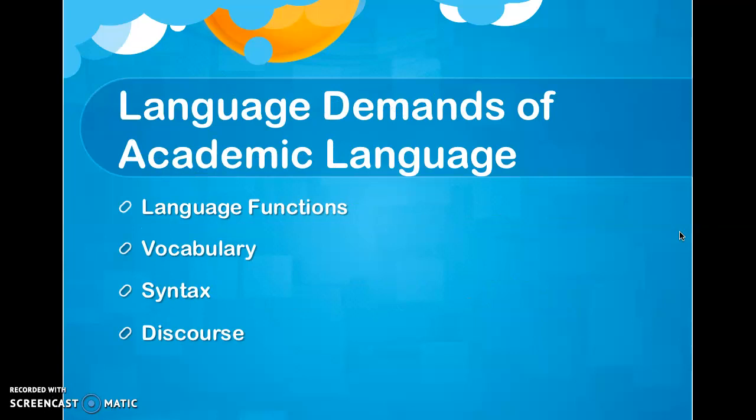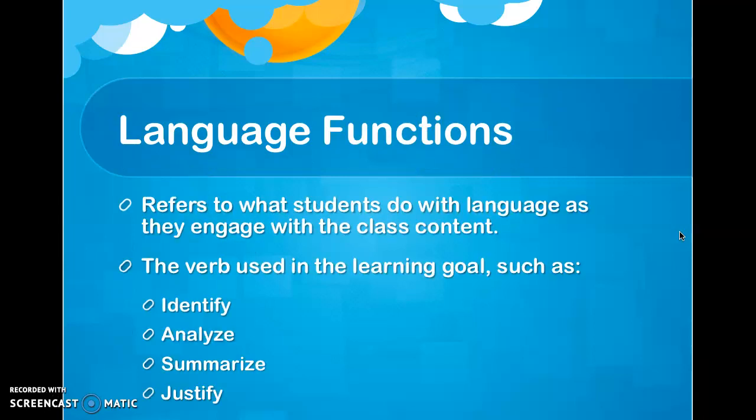Within academic language, there are four language demands: the language functions, vocabulary, syntax, and discourse. Looking at the language functions, this refers to what students do with language as they engage with the class content. Generally, language functions are defined by the verbs used within the learning goal, such as identify, analyze, summarize, and justify.